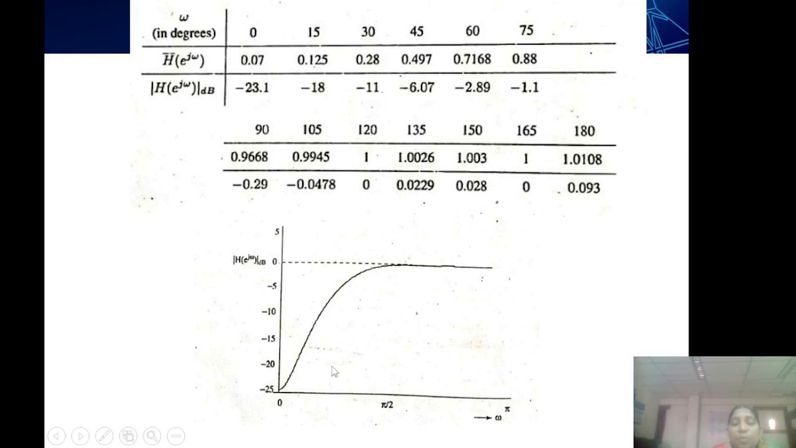This is the magnitude response obtained by the high pass filter along with the combination of the Hamming window. So you will be getting the response like this.